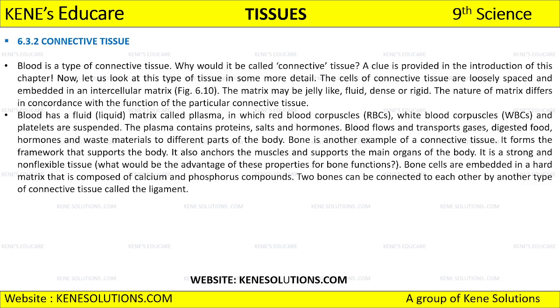Because it is strong and non-flexible, you're able to move your hands because of the bones and the muscles present in it, right? So bones are embedded in a hard matrix, and that hard matrix is composed of calcium and phosphorus compounds. What is the bone cell composed of? Calcium and phosphorus compounds. And two bones can be connected to each other by another type of connective tissue, which we know as ligament. We will be further studying about ligament and cartilage as well.